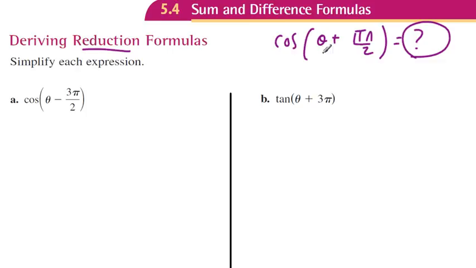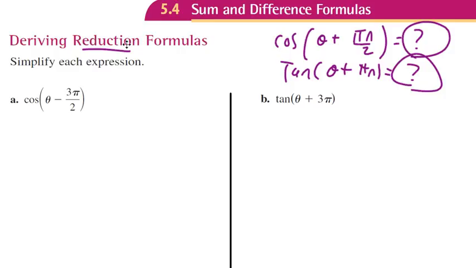A reduction formula is just when you take one of our trig functions, theta plus an increment of pi over 2, and for that matter, it doesn't even have to be pi over 2. We could do, what does the tangent of pi plus, I don't know, pi n, what is that going to be equal to? Because this is one of our sum formulas, we can always just plug into our sum formula and derive what this is going to equal.